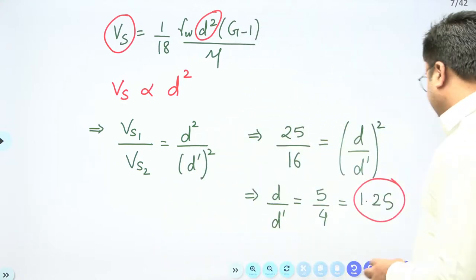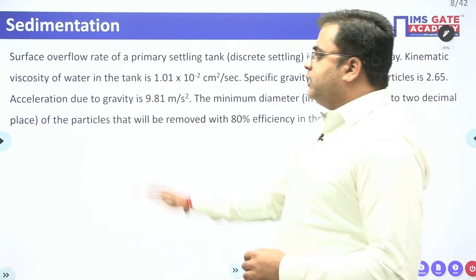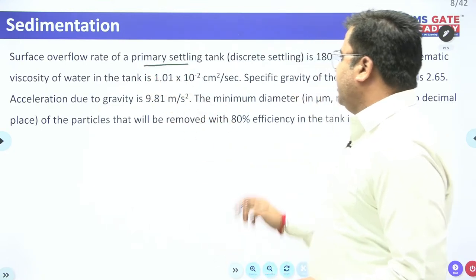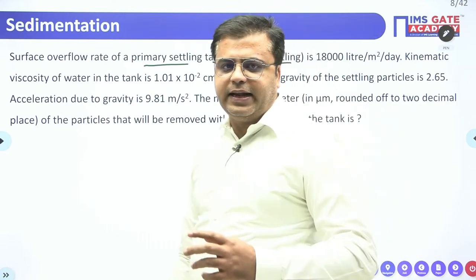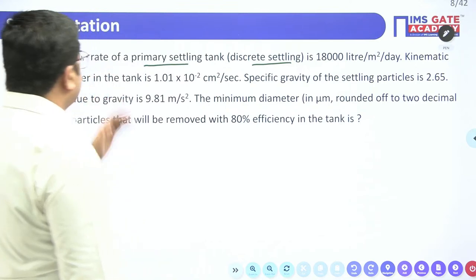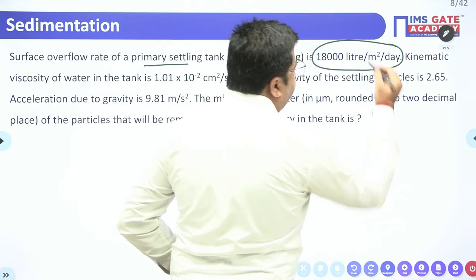So moving on with this, we have the next question which says that the surface overflow rate of a primary settling tank having discrete settling, we will discuss what you mean by discrete settling in just a few minutes, is given as 18,000 liters per meter square per day.